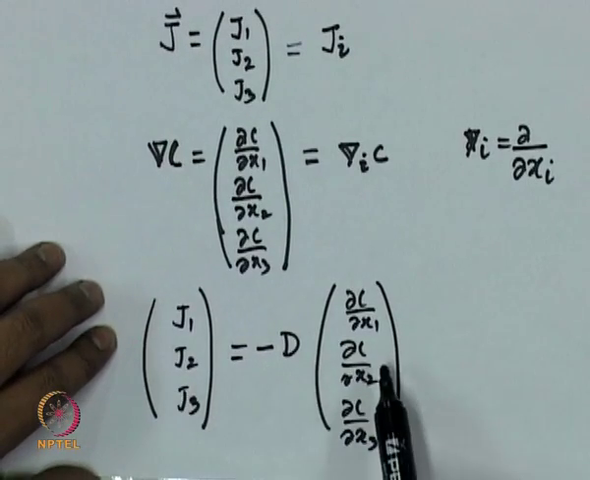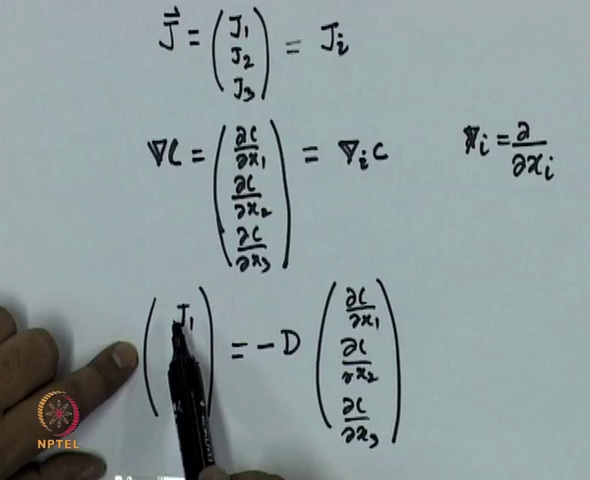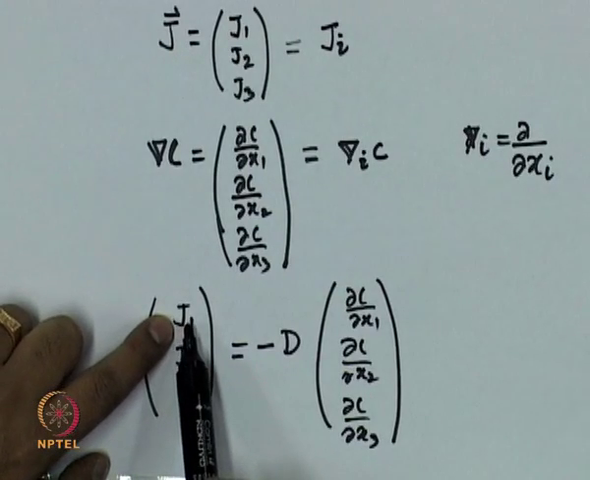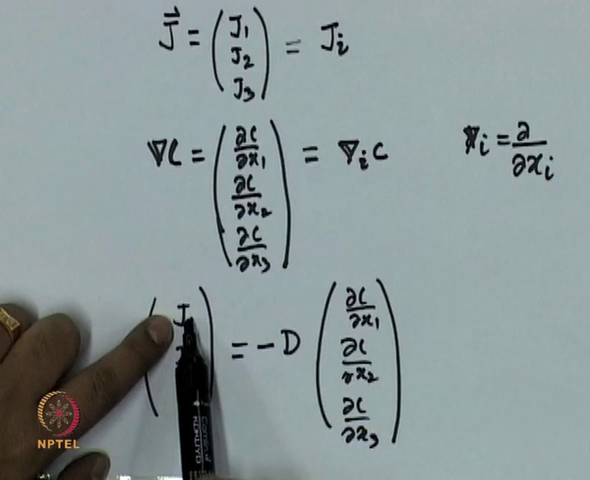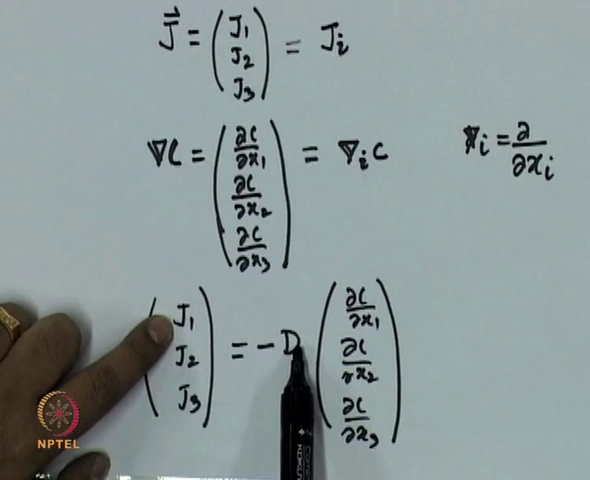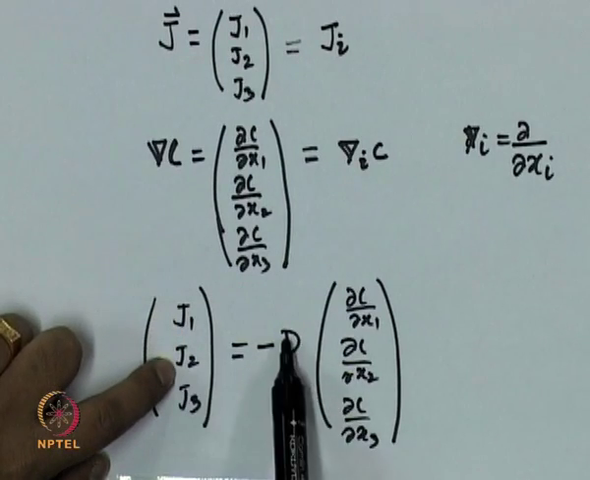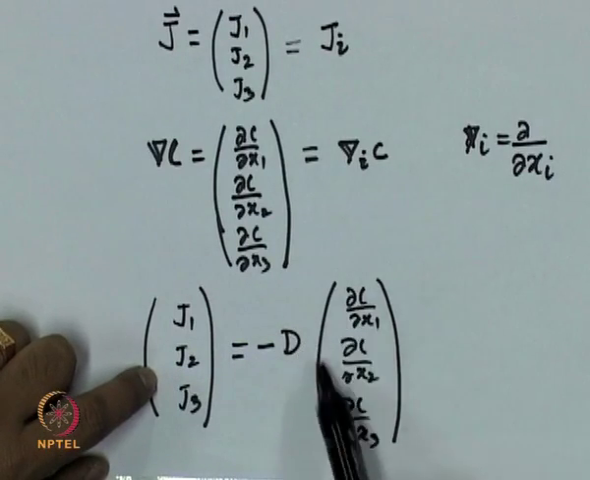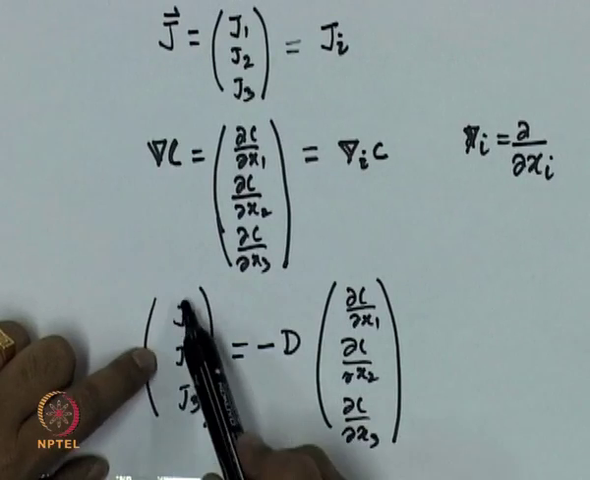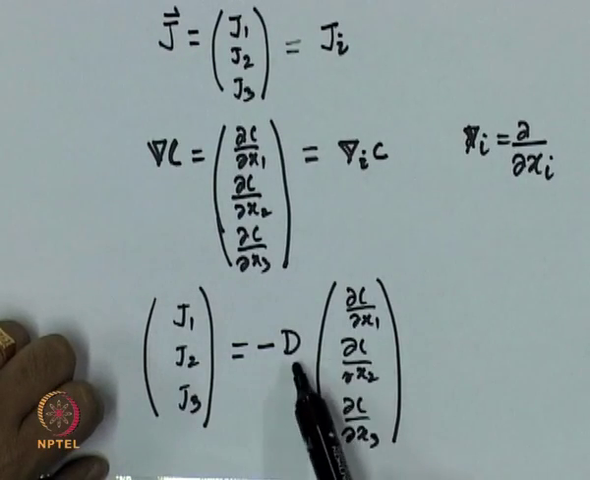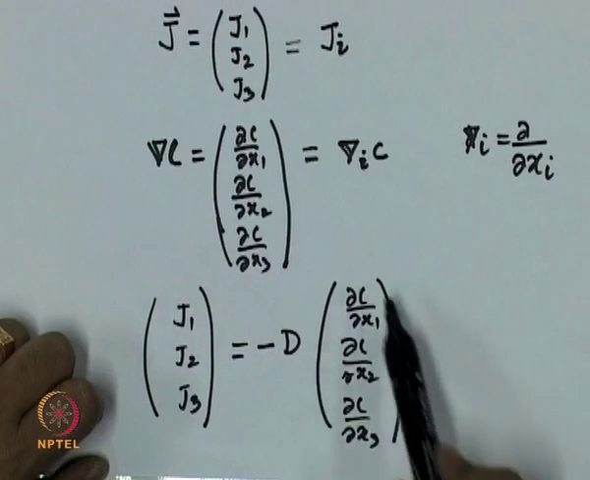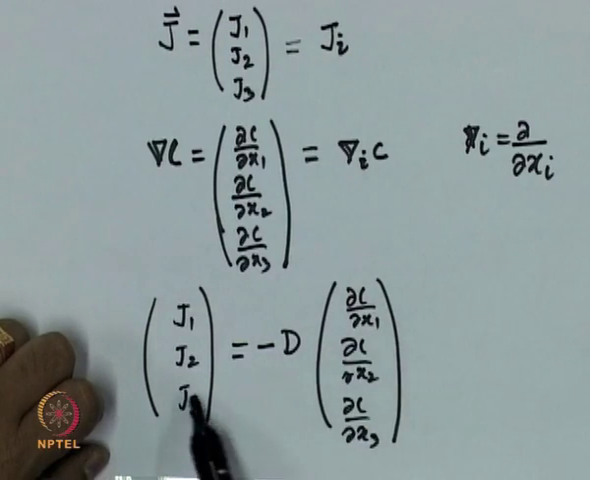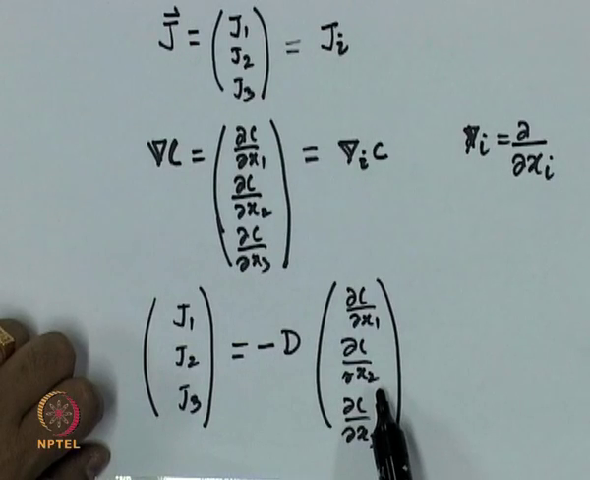This is one of the relations that we can write, where basically what we are saying is that the first component is scaled by the same diffusivity as the second component and third component. So, basically this is just a scalar multiplying this vector. So, the flux vector is nothing but a scaled version of the composition gradient vector. This is what we are saying when we are writing it like this.